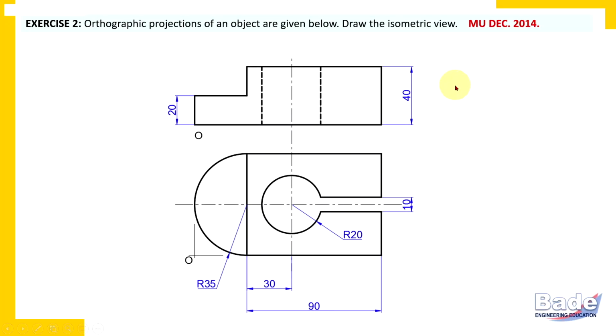Hello. We'll draw the isometric view of this object using AutoCAD. Read the problem. Orthographic projections of an object are given below. Draw the isometric view. Okay. Orthographic views are two-dimensional views.